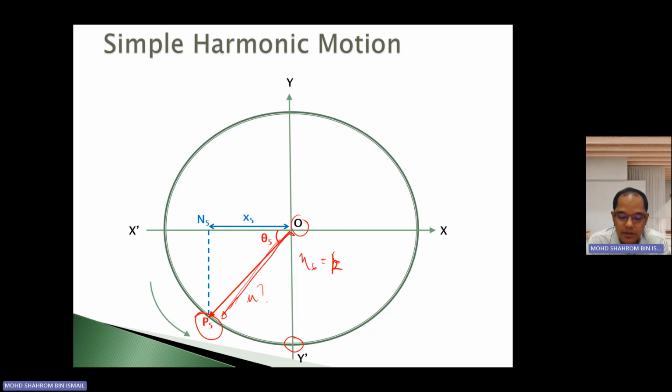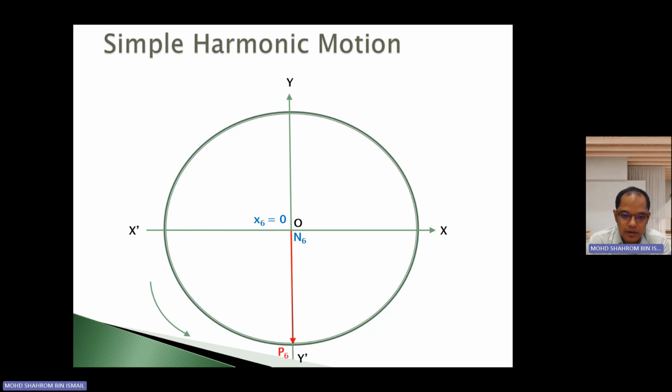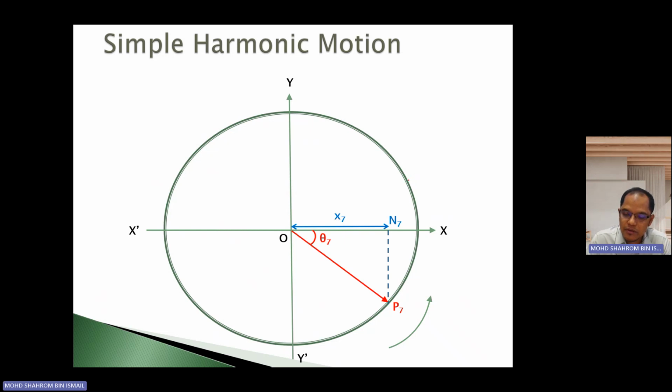You need to have a grasp of the fundamental of the mechanics itself. Basically, the movement and the motion of the positions P1, P2, P3, P4 is all determined by the motion which we call simple harmonic motion. This is the fundamental of simple harmonic motion.